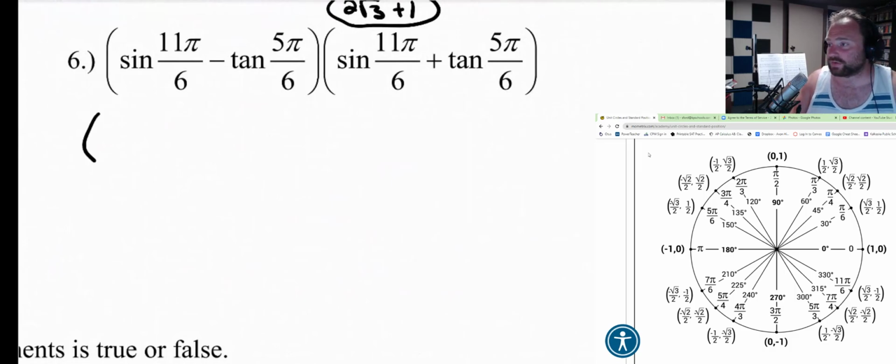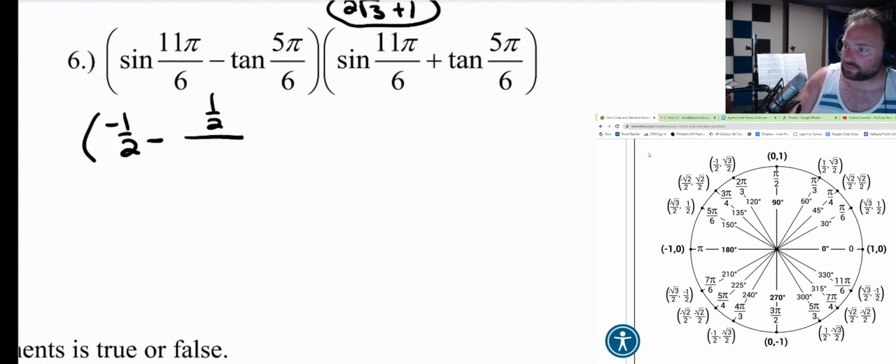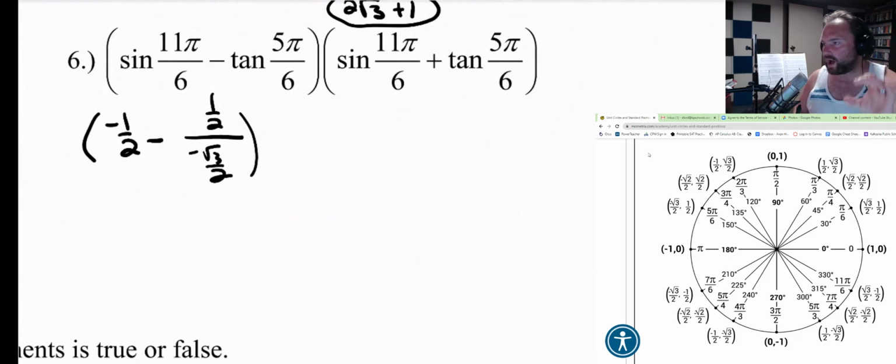The sine of 11 pi over 6 is -1/2. The tangent of 5 pi over 6 is going to be trickier to get. That's going to be 1/2 over -√3/2. And again, we're just grabbing the y over the x at 5 pi over 6. That's where I'm getting the 1/2 and the -√3/2 from. We'll deal with that later.